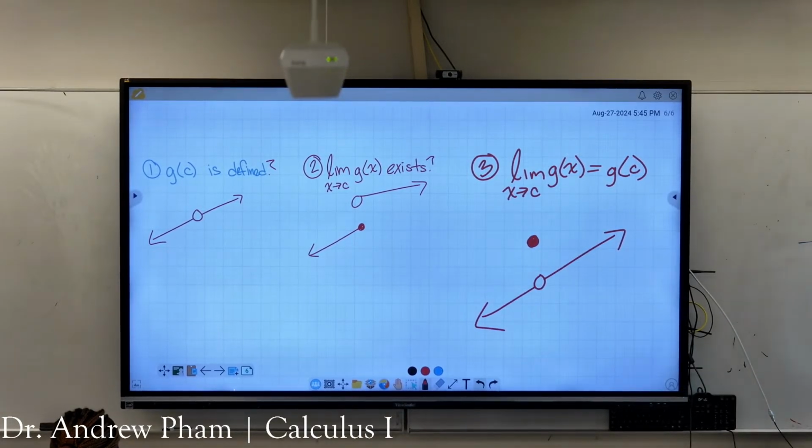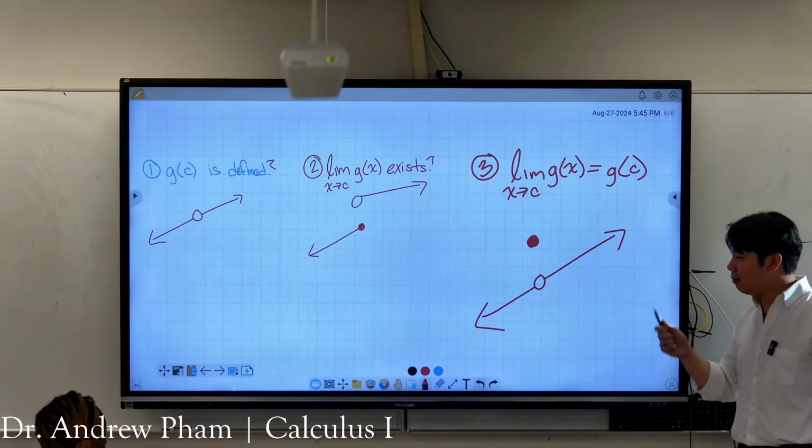All right, so besides that, that is what I wanted to talk about for today for continuity. Again, broadly speaking, can I trace the graph without picking up my pencil? Tomorrow, what we'll probably do is talk about intervals of continuity. How do I determine what those intervals are? And a little bit more practice on this.